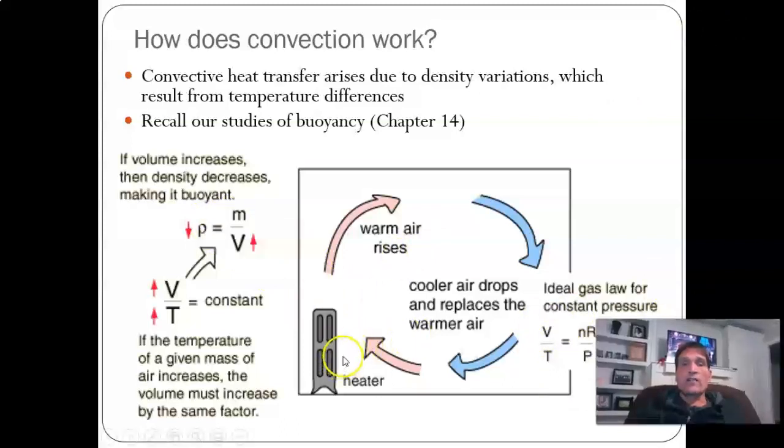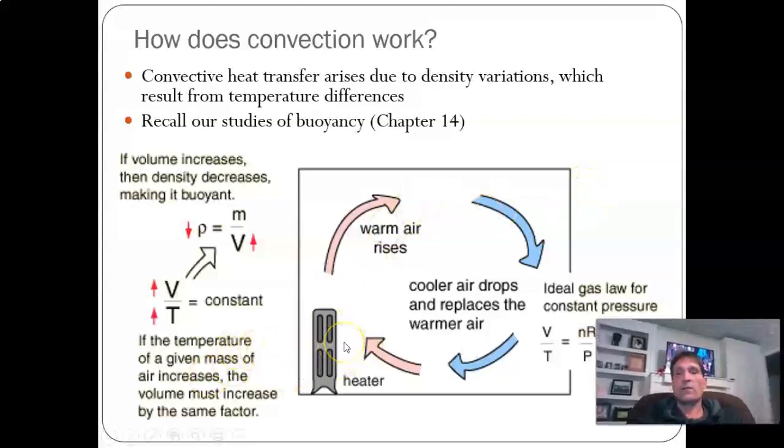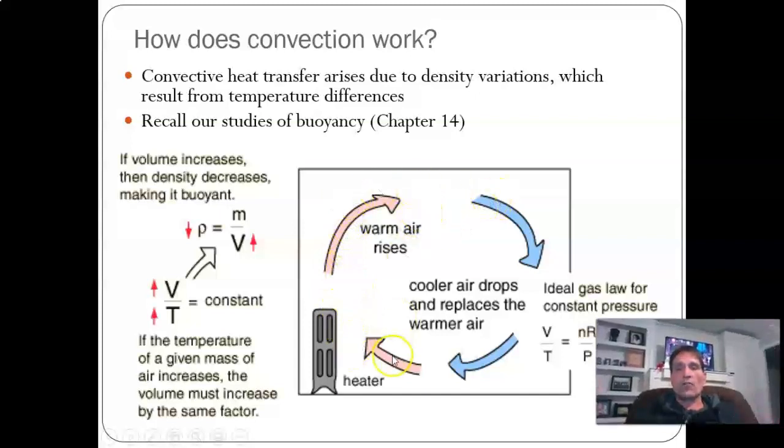So we heat the air here, it warms up, it becomes less dense than the surrounding air, and warm air rises. Okay, that forms the basis of a hot air balloon, right? Warm air rises, cold air sinks. So this warm air will rise, cooler air will drop and fill the void where the warm air is. That will get heated and rise. And the cooler air from here will drop and fill the void.